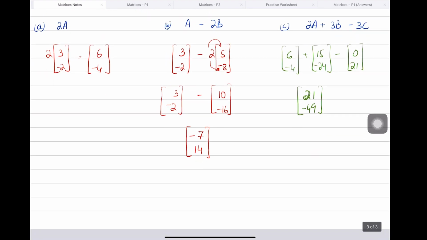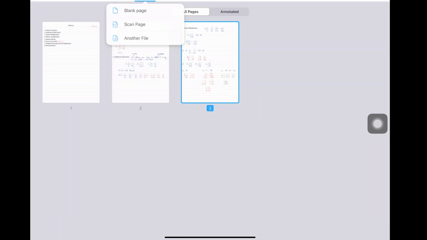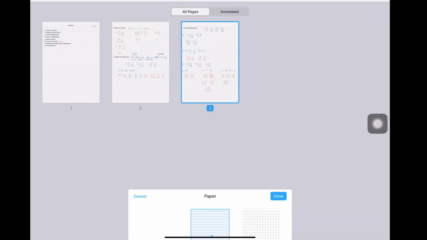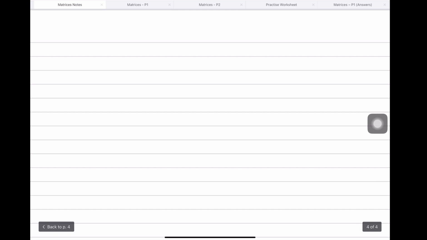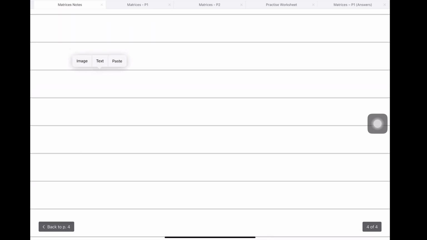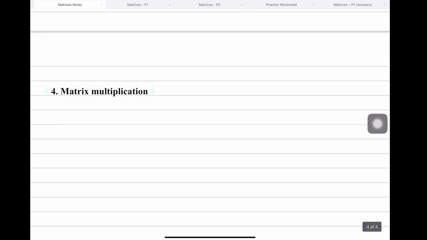C is 0.7. So what happens if you multiply 0.7 by 3? Okay. Alright, sounds good.